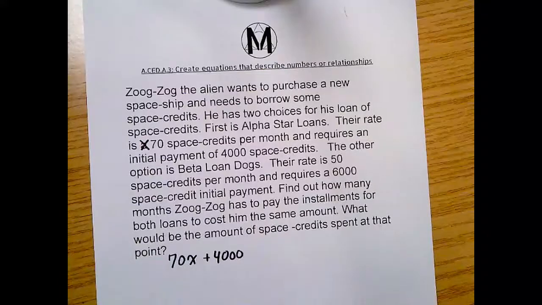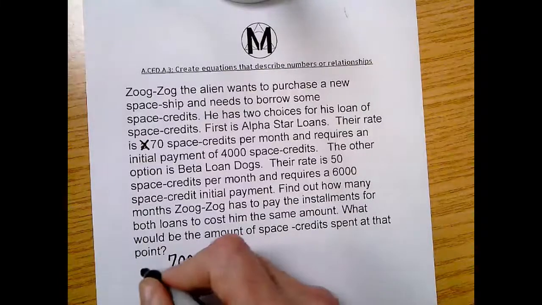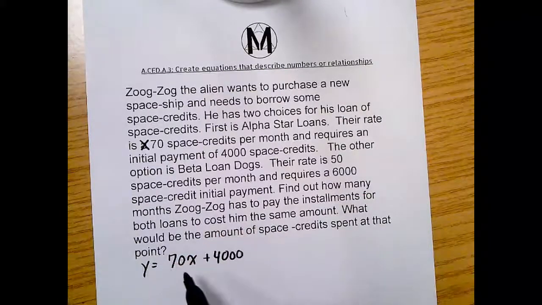Okay? So right here, we're setting up a linear equation. This is y equals mx plus b, or y is the rate plus the initial. And if you think about this, this makes perfect sense. This y is the total cost. That's everything you'd pay. So after 1 month, you'd pay 4,070. After 2 months, you'd pay 4,170.